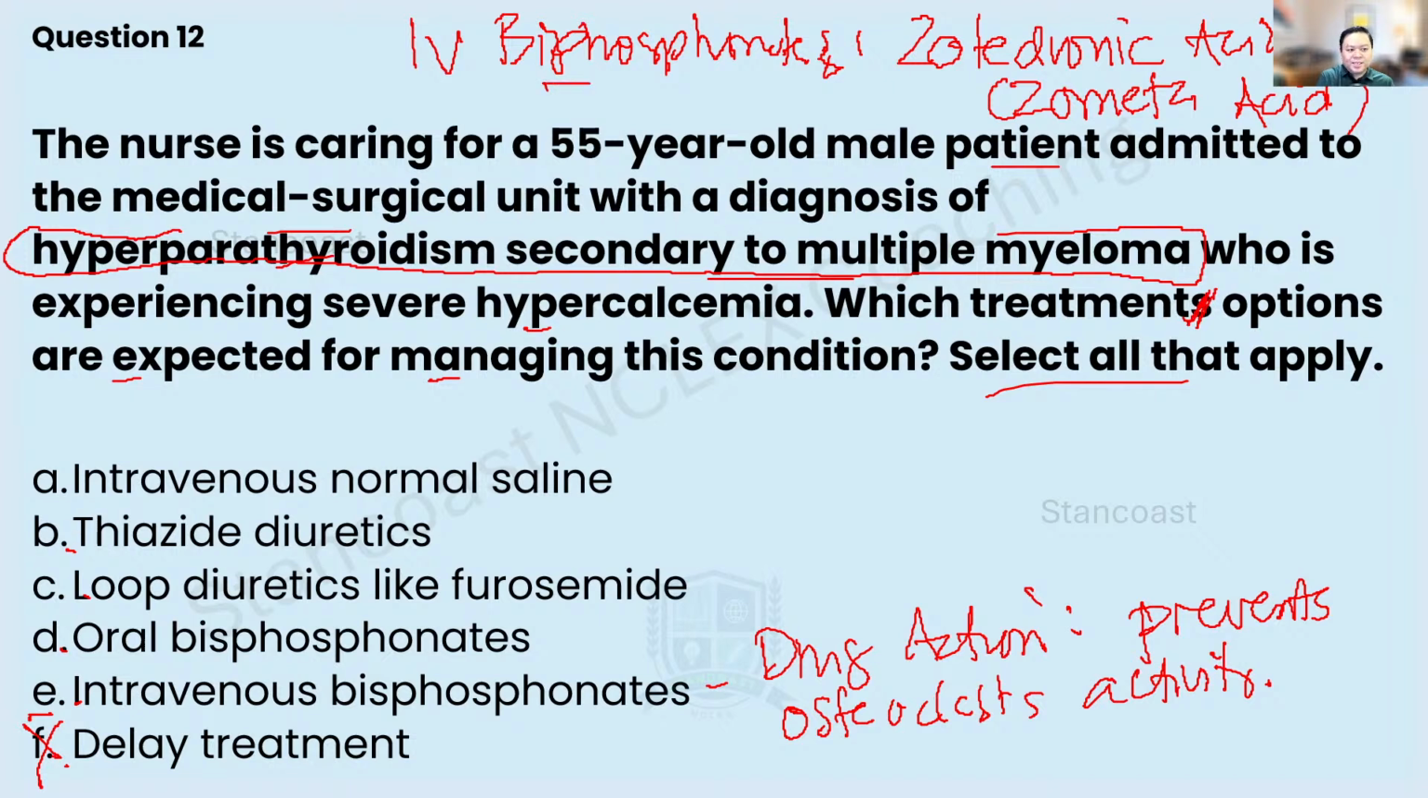But as we are talking about IV biphosphonates, it will have a much more rapid effect in decreasing the osteoclast activity. It will treat the hypercalcemia by reversing the effects of the osteoclast. It will prevent the bone resorption. So this will have a much more rapid effect. So we are going to select letter E. What about letter D, oral biphosphonates?